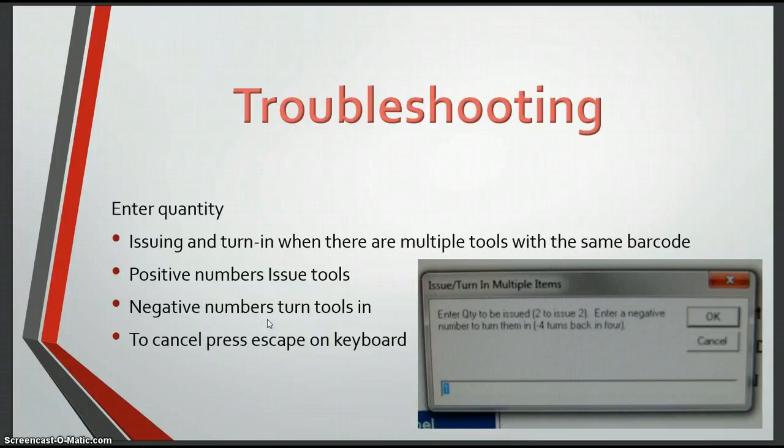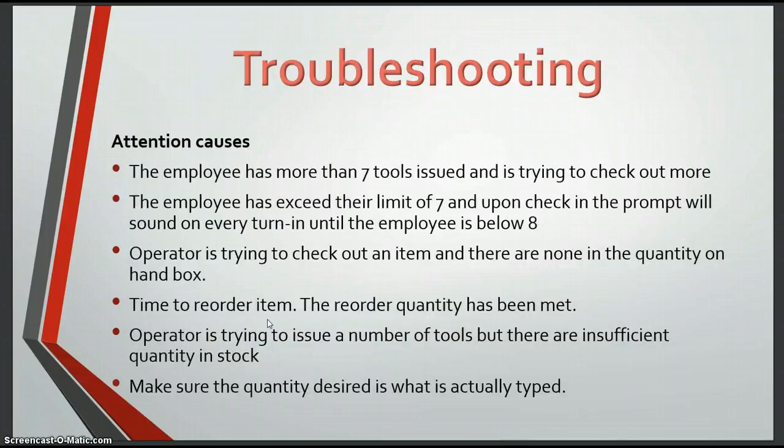You'll also get the enter quantity prompt when you're either issuing or turning in a tool that has multiple tools with the same barcode. We already covered this one. Enter positive numbers for issuing tools and negative numbers for turning tools in. If you get this prompt and you don't want to proceed through it, you don't want to issue or turn a tool in, just hit the cancel button and that'll clear that prompt.